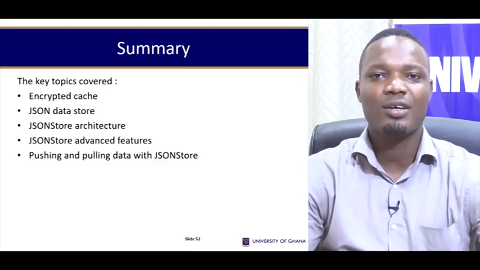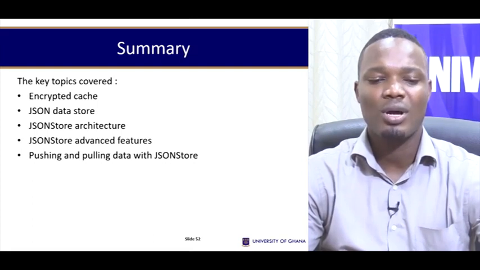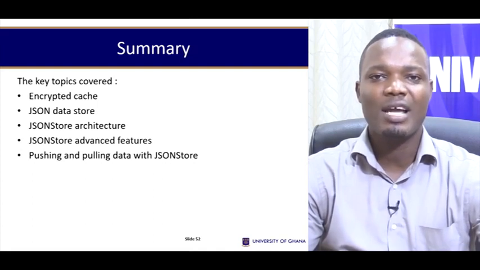This brings us to the end of today's session. The key areas which we covered today are encrypted cache, and then we also looked at the JSON data store. We continued to look at the JSONStore architecture and some advanced features. Finally, we looked at pushing and pulling data with JSONStore.